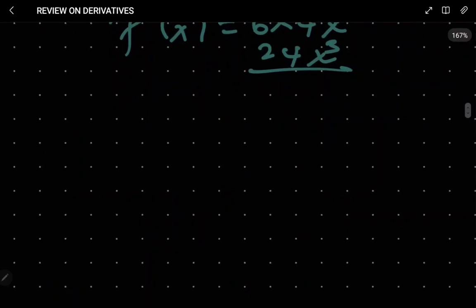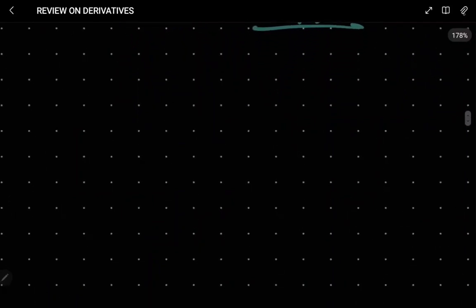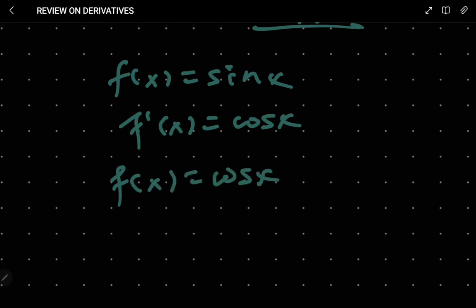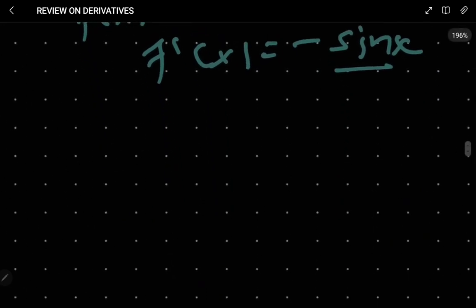And the other important derivative that you should note in your notebook is that if f of x is sine of x, then f derivative of x is how much? It is cos x. This is very important to note. Then if you have f of x is equal to cos x, then f derivative of x is equal to negative sine x.